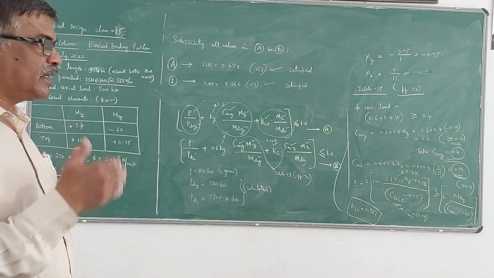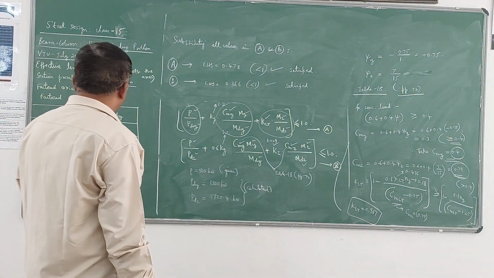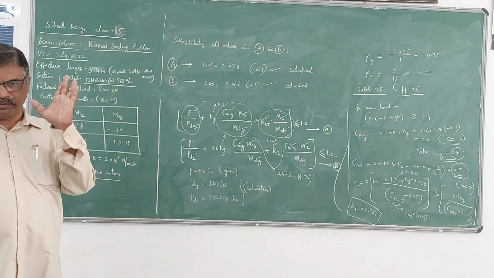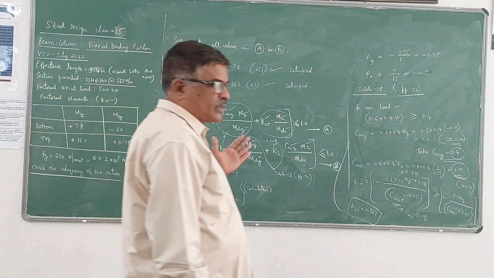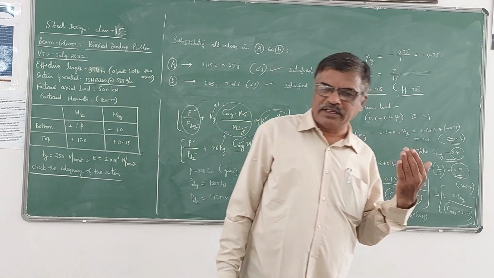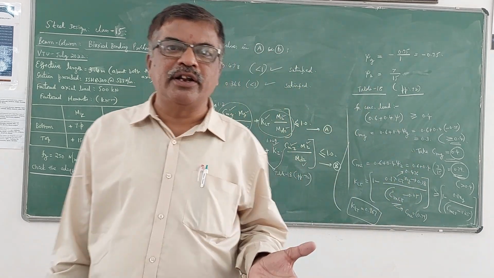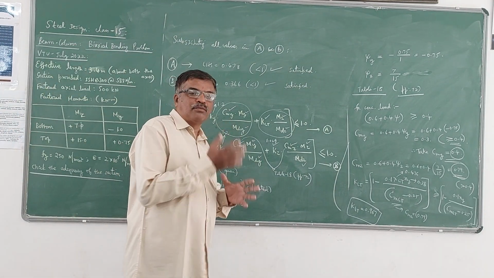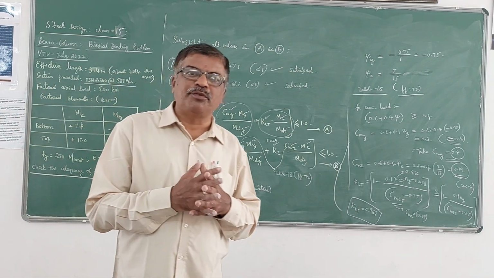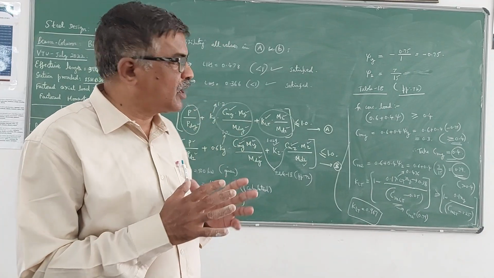If uniform moment is there at top and bottom, then psi value will be equal to 1. Please remember that psi value is the ratio of the moments at top and bottom, that is end moments, higher value in the denominator, lower value in the numerator. If both the moments are uniform moments, then we have to take the value of psi as 1. So this is how we have to do.